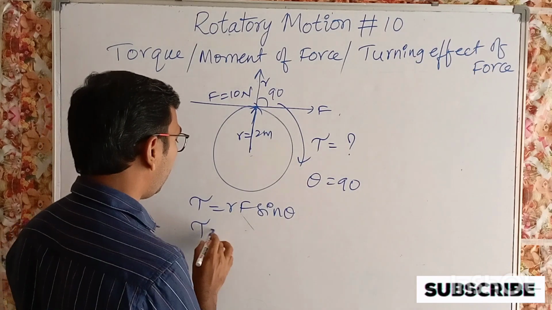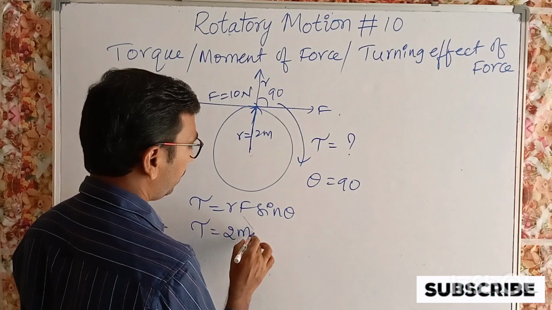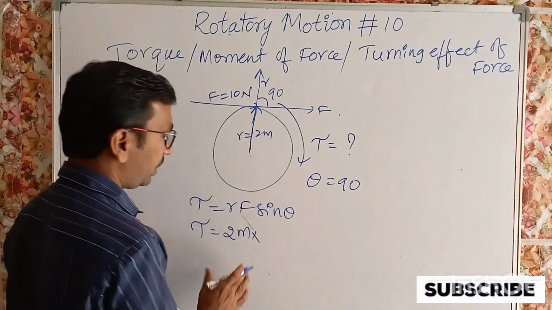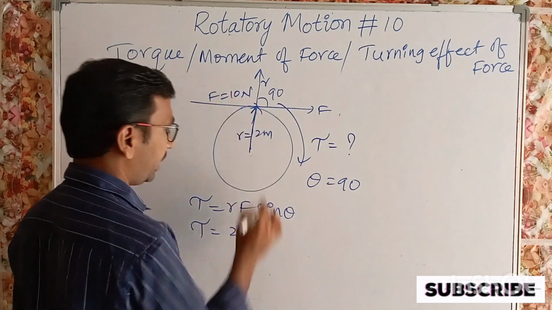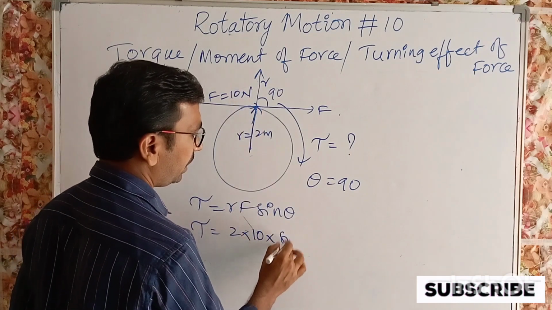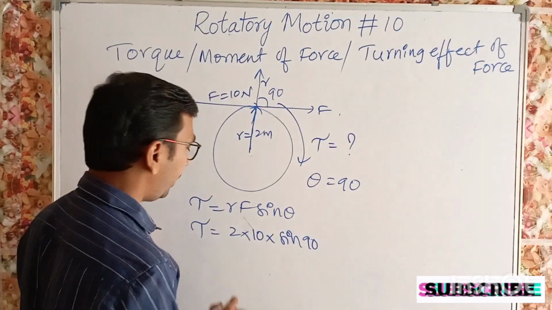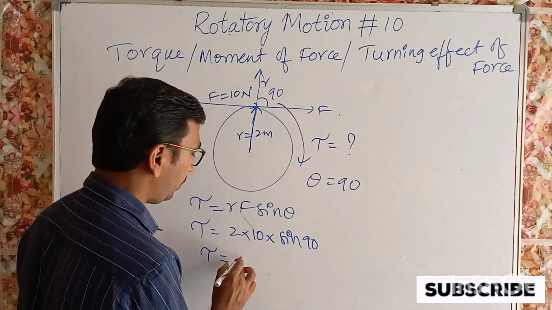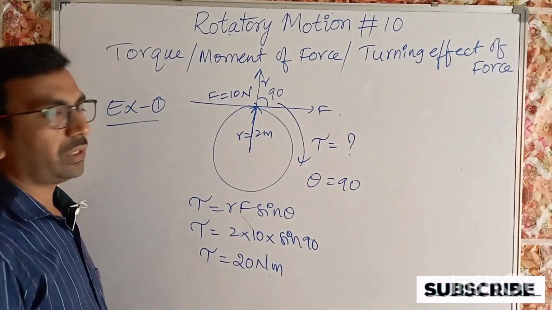So torque tau is equal to, what about R? R is equal to 2 meters, and force is equal to 10 newtons. So 2 into 10 into sin 90. Sin 90 value is how much? 1. You can write torque tau is equal to 20 Newton meters.